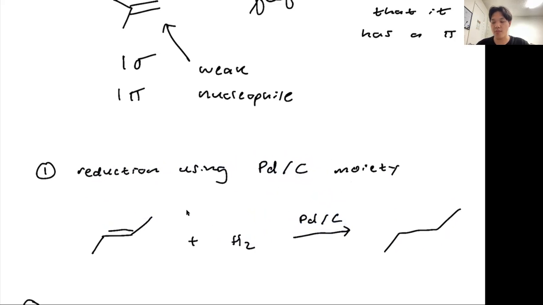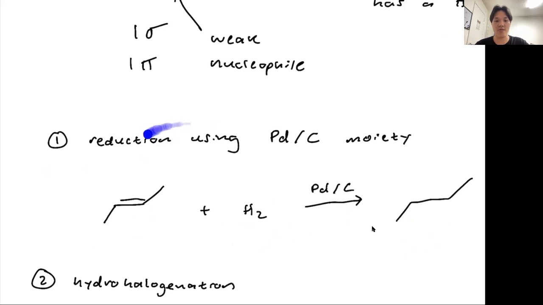Again, you don't need to know the mechanism for this if I don't show it, but this is good to know because there will be synthesis questions where you are given an alkene and then you want it at the end to turn into an alkane. And this is how you do it. You react it with hydrogen gas, H2, and you place this alkene on a palladium on carbon species. So that is the first, it's a reduction.